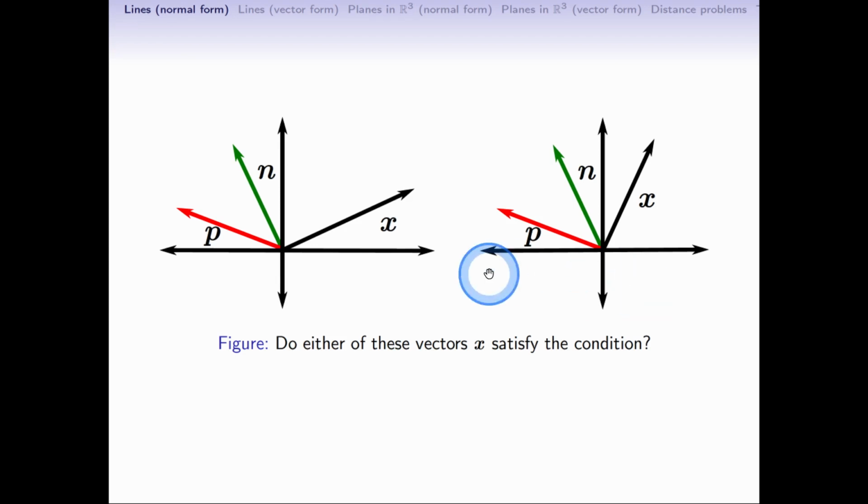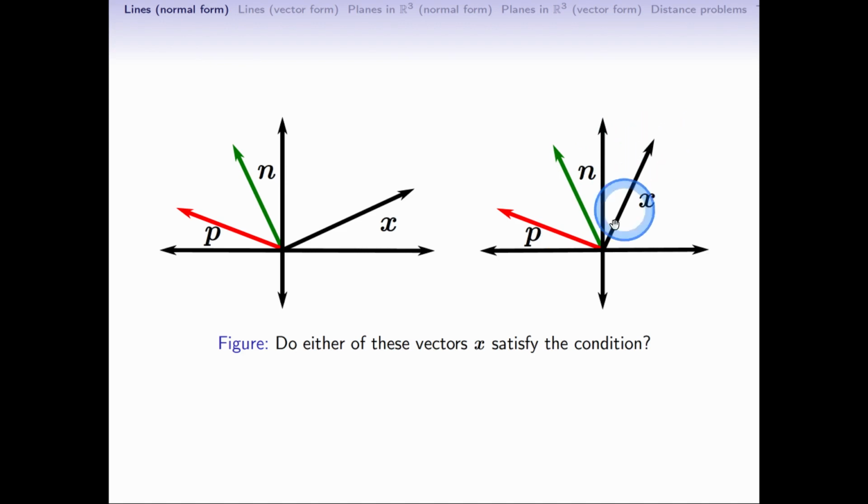So think about both of these situations. Let's go back to the one on the left. If I draw in x minus p, I'm picturing a vector that starts at p and ends at x. So it's going to be this vector here. And when I draw that, it doesn't look like it's orthogonal to n. So this would not be a vector that gets admitted into the club, so to speak. Now let's take a look at this situation. If I draw in x minus p, so if I start at p and direct myself towards x, that displacement does look like it's orthogonal to n, so I would keep this vector.